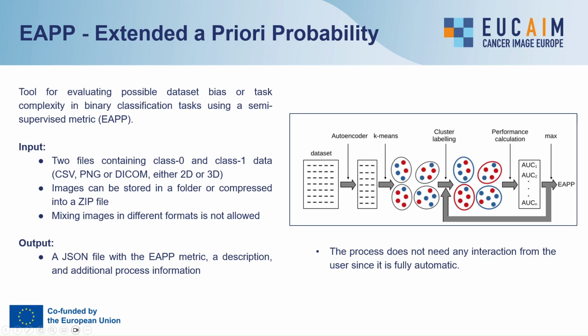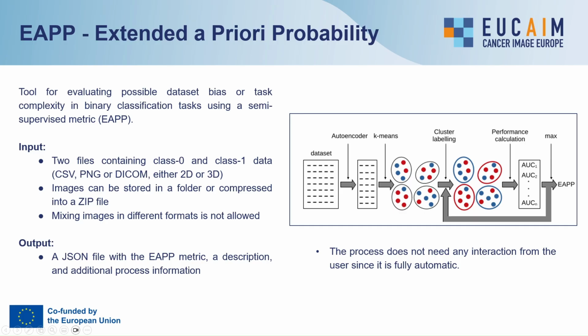The tool accepts two types of input: tabular data in CSV format, comma-separated and with no header, as well as images in PNG or DICOM, either 2D or 3D format. For each task, two inputs must be provided, one for class 0 and another for class 1. When using images as input, these can be stored in a folder or compressed into a zip file. Also, it is important to mention that all the images provided must be in the same format.